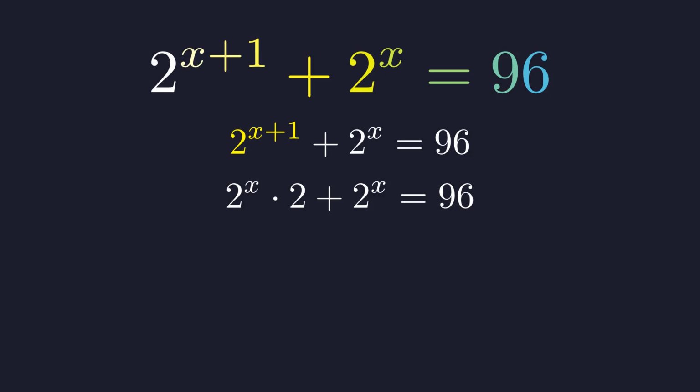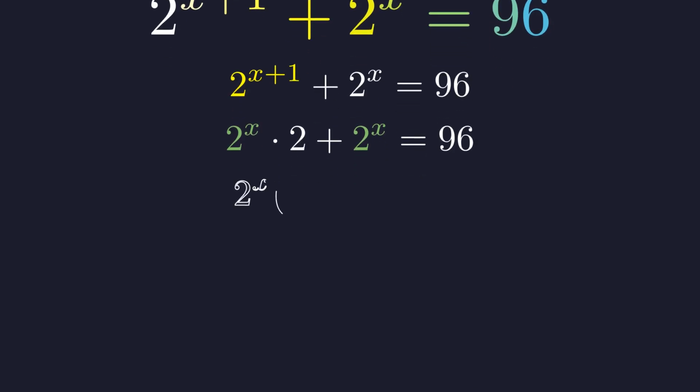Nice. Now both terms have 2 to the x in them. Perfect. Let's factor out that 2 to the x. Look at that. Our messy equation just became super clean. 2 plus 1, that's just 3. From complicated mess to this, much better.